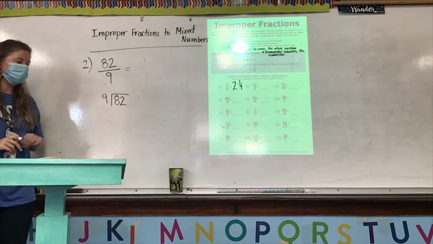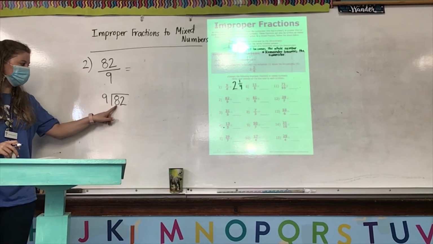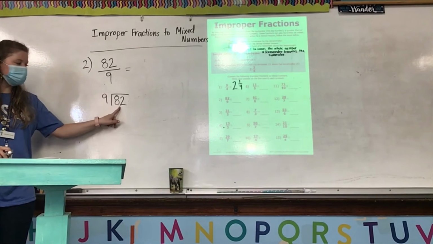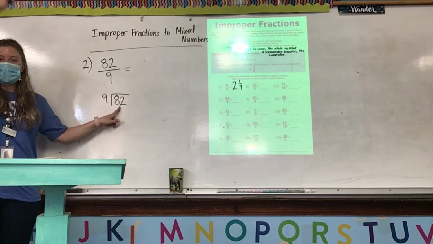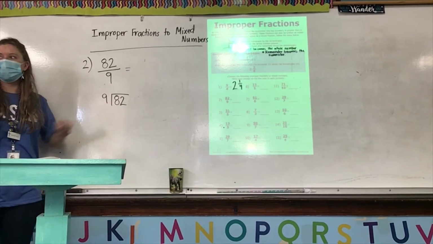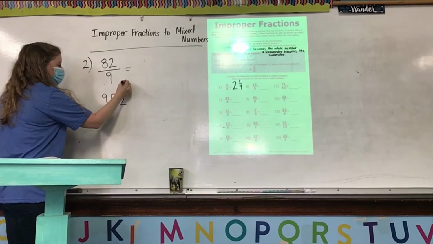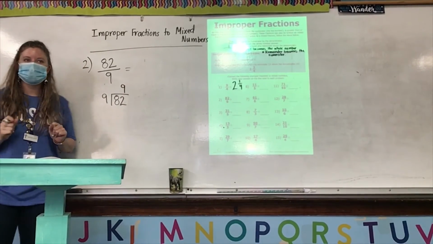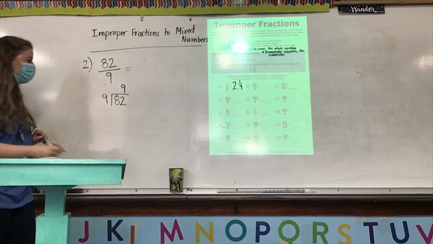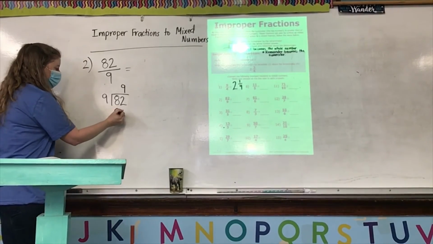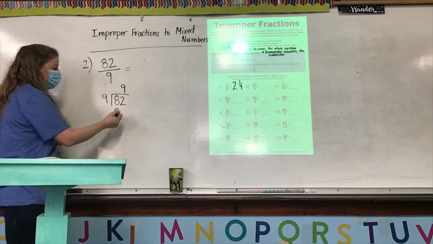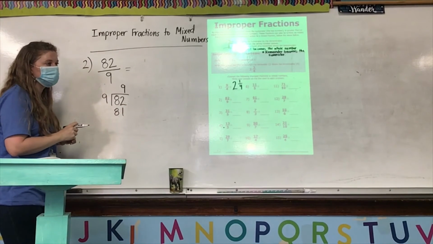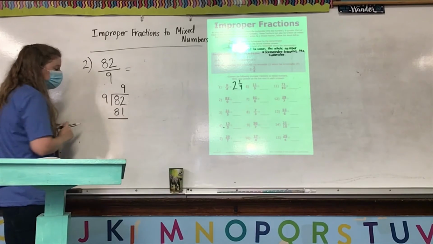And now we divide. Class, can 9 go into 8? No. Can 9 go into 82? Yes. How many times? Aaron? 9 times. This is where your basic facts really come in handy. Class, 9 times 9 is? 81. Please stop saying 82.